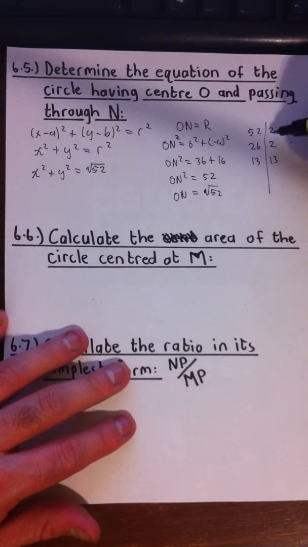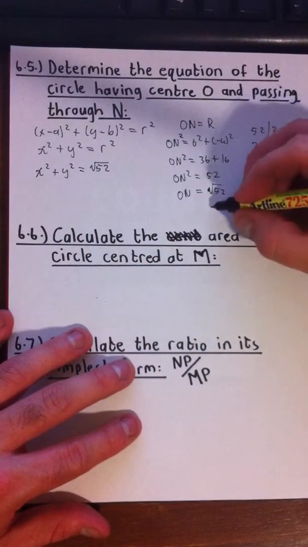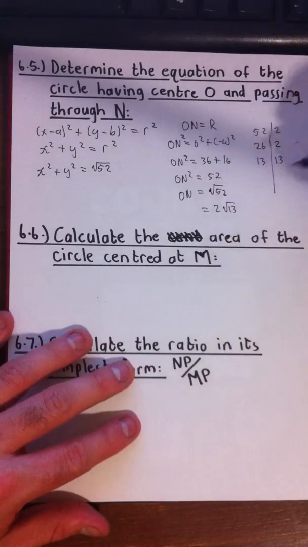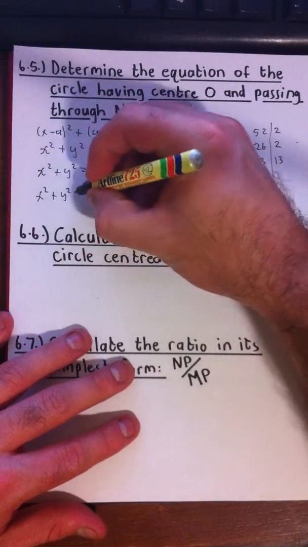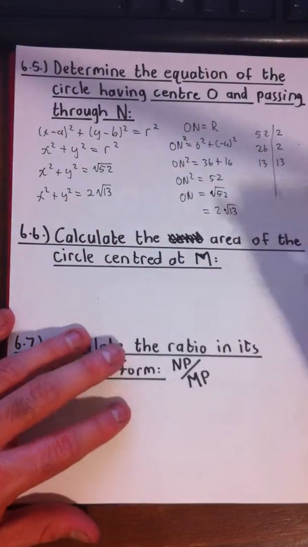But we can factor out a 2 because it's a square root sign, so that'll be equal to 2 square root of 13. So let's just rewrite this. X squared plus y squared equals 2 times square root 13. That's our equation.